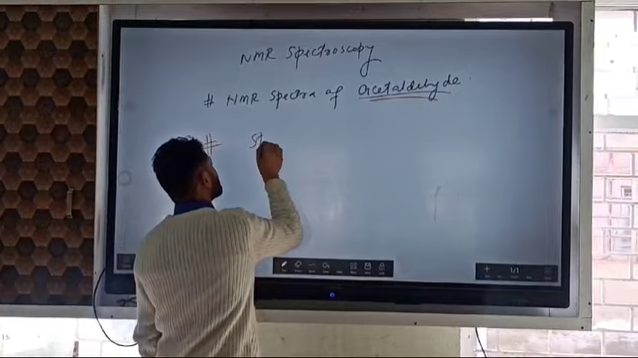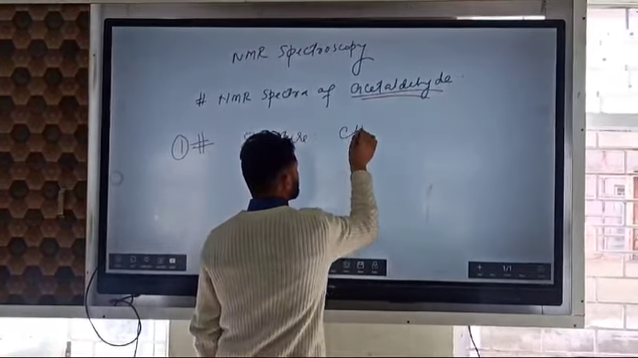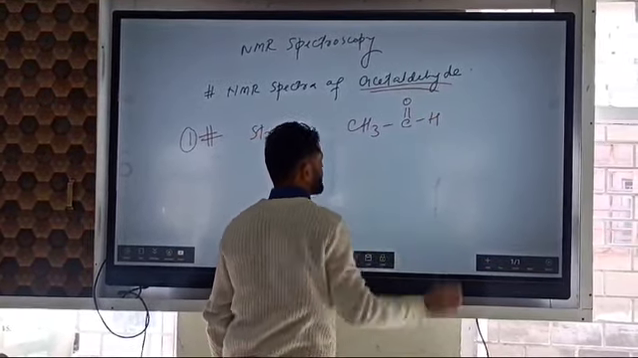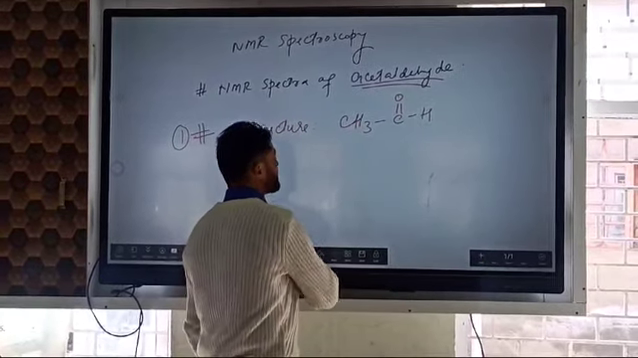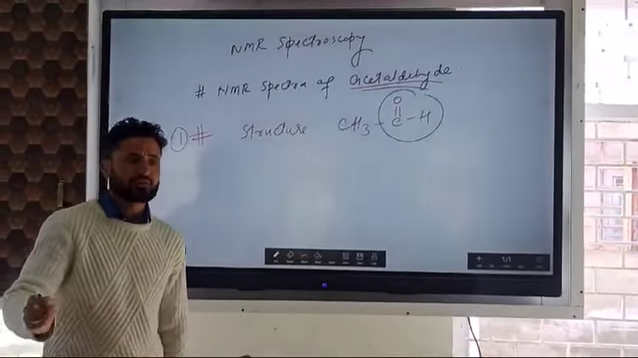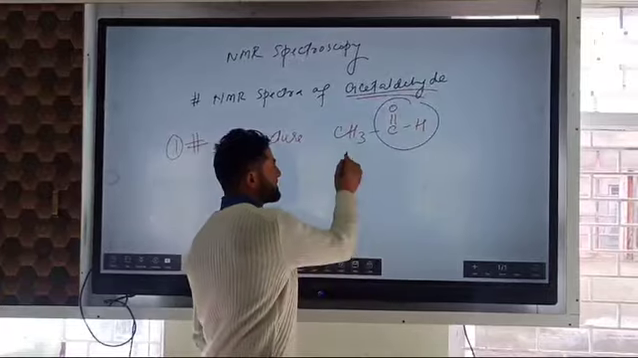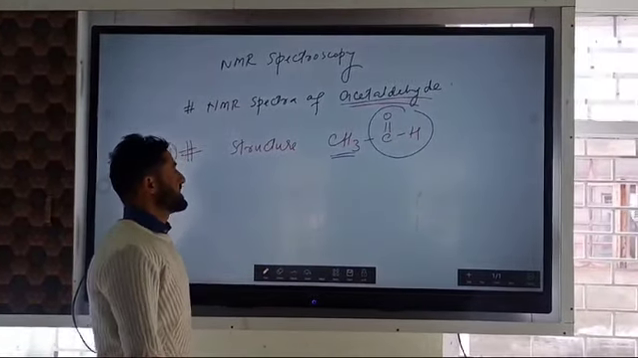but, I will write the structure down here. So the structure is CH3 CHO. So this is the structure of acetaldehyde. This is the aldehyde group. Everybody knows about that. CHO group is an aldehyde group, and CH3 is the methyl group which is attached to it. So the compound's name is acetaldehyde.